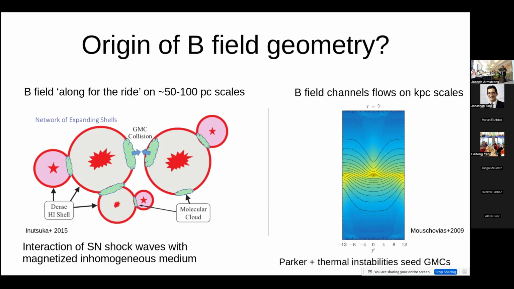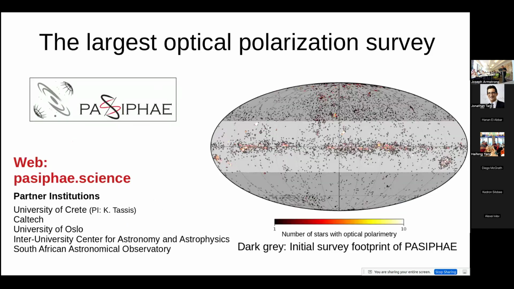To do this for a larger chunk of the galaxy, we would like to have more data, as always. And so we're embarking upon an optical polarization survey to measure millions and millions of stars in optical polarization and try to get these three-dimensional maps in the near future.